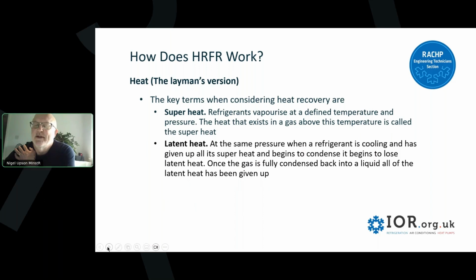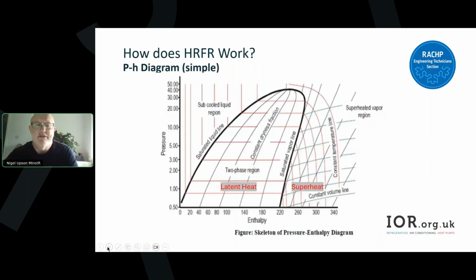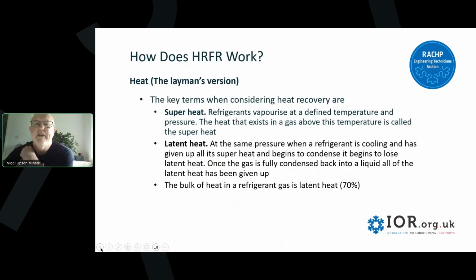So latent heat, when the refrigerant has lost all its superheat, the heat available from the vaporization point down to the full condensing point is the latent heat, and that's available to collect as well. There's about 30% of the heat available as superheat, and 70% available as the latent heat. So the bulk of the heat is in the latent heat phase.